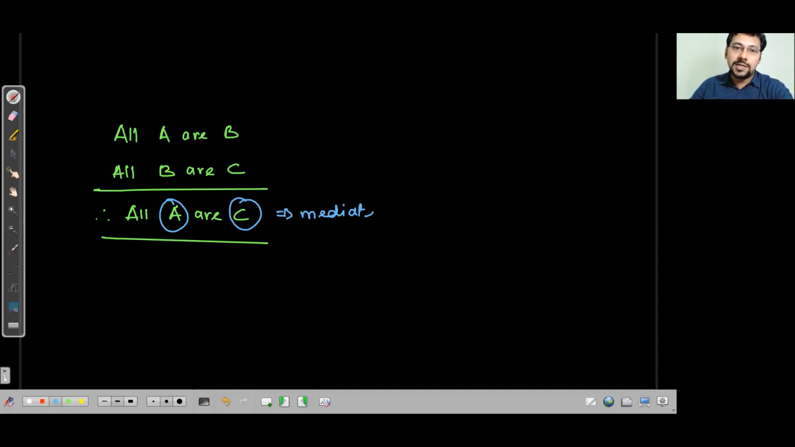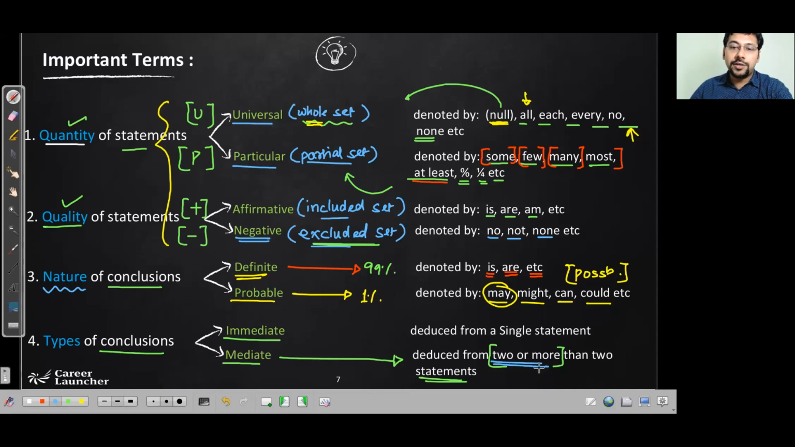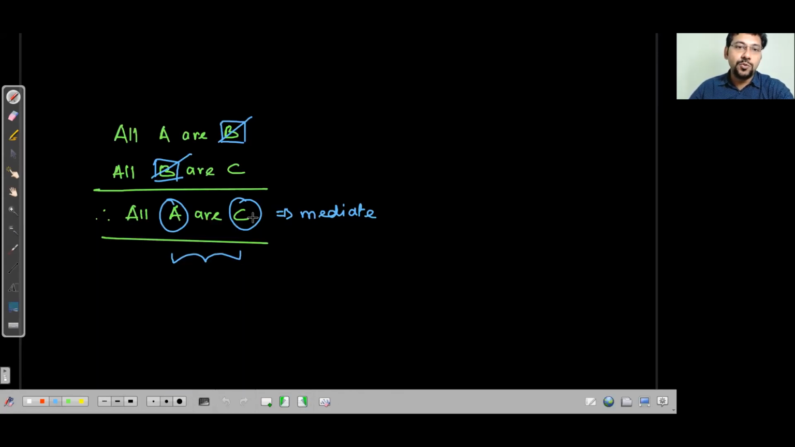How did I come to understand this? Because A and C are not given in one statement alone. So it involves a mediating term, which is B. B has to act as a mediating term, and only then can I reach A and C. So that's what I've written: you require two or more statements to get to a mediate conclusion. Mediate conclusions are those which require at least two statements on the basis of which you can conclude them.